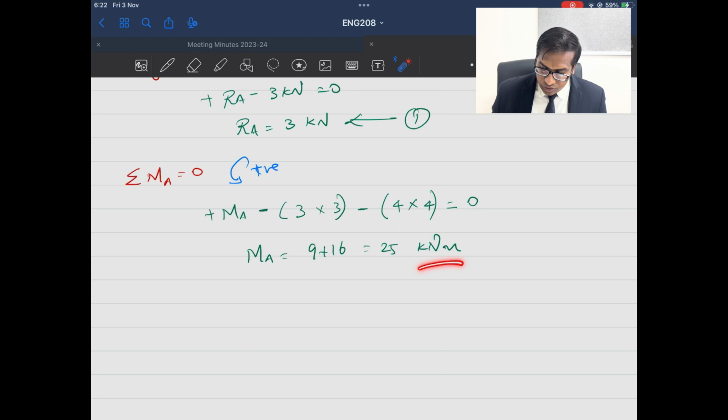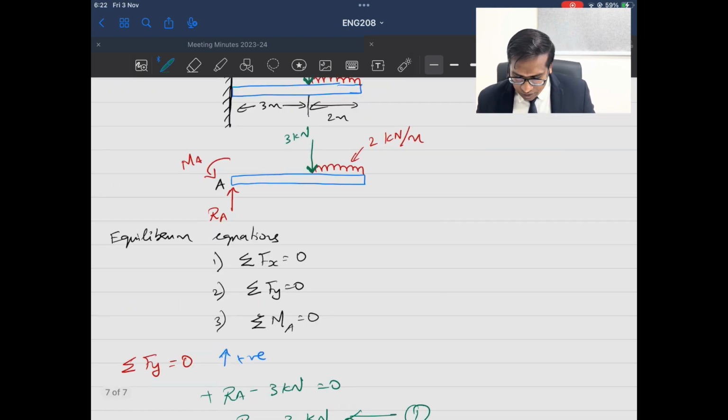Be aware of the units you write. So this is how we solve the problem: calculating reaction force and reaction moment in a cantilever beam.